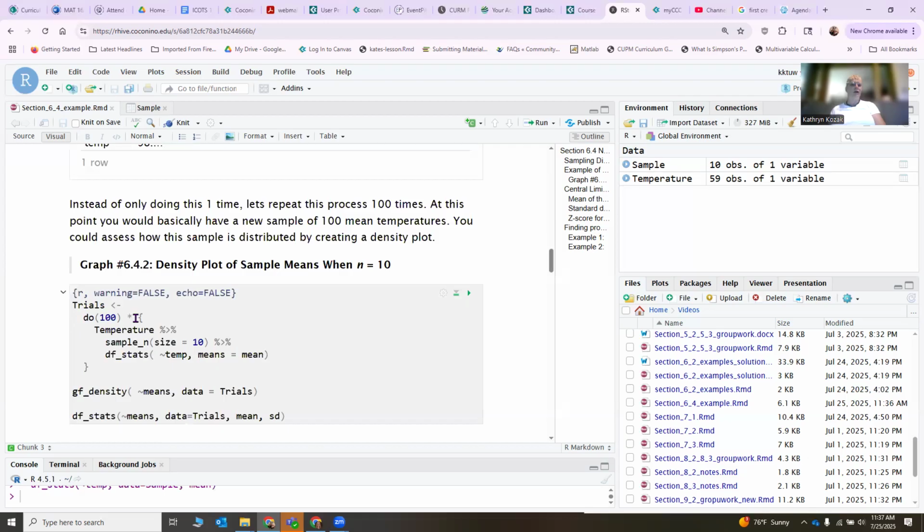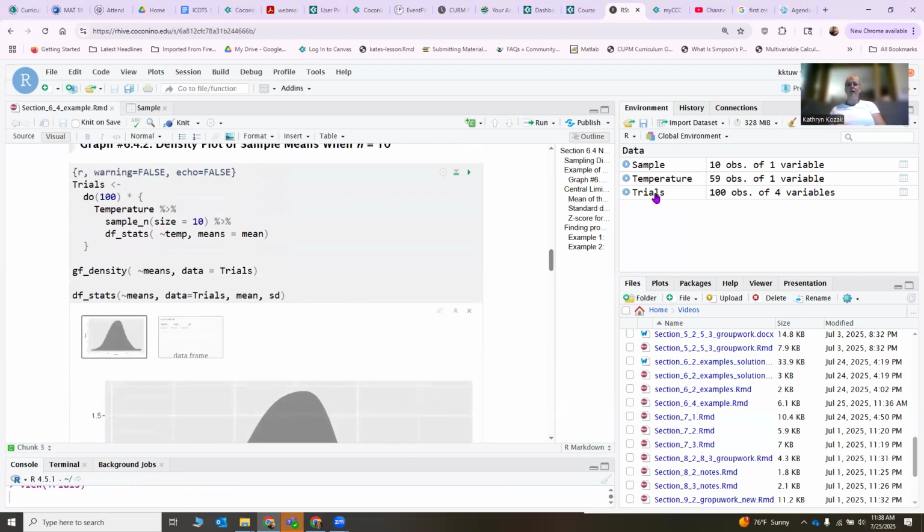We're going to do this 100 times. We're going to use our temperature data set. We're going to take a sample of size 10 from it, and then we're going to calculate the mean from every single one of those. And that's what's going to go into these trials: those sample means. And then we're going to do a density plot and calculate the mean from those.